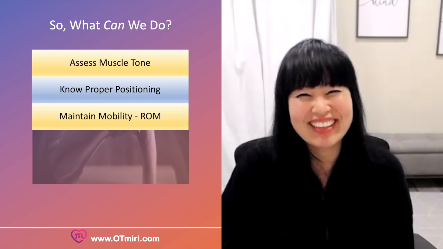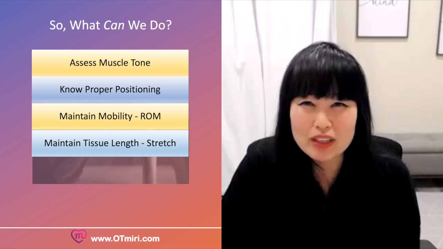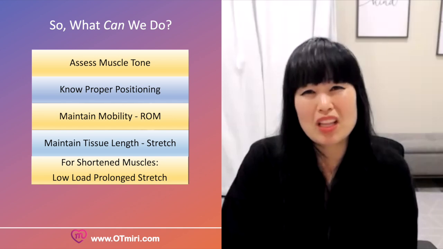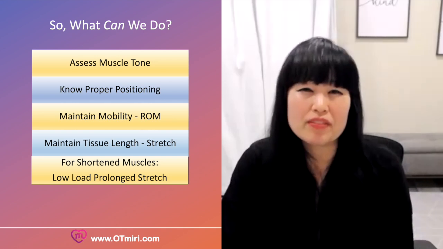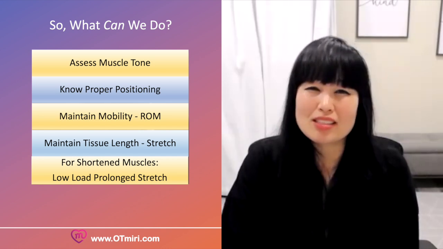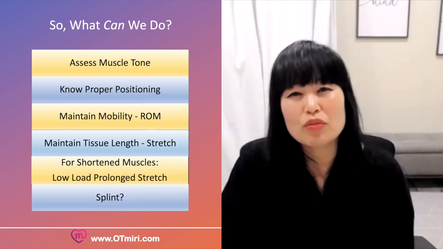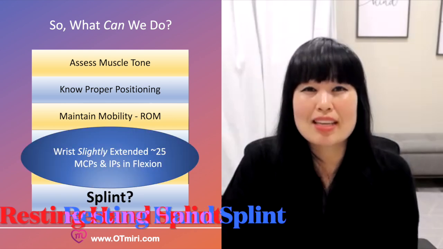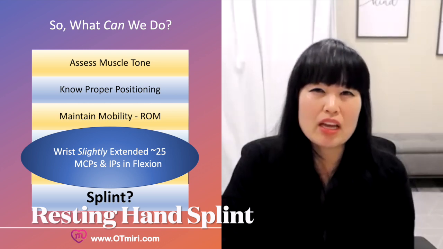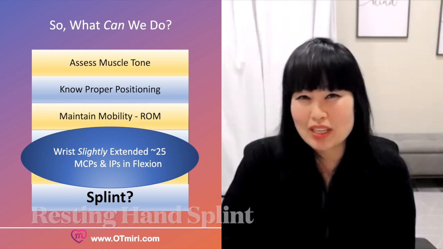Okay, final point. We must try our very best to maintain tissue length. For muscles that are already shortened, we can use the low load prolonged stretch. The concept behind this is that you're applying low load or stretch for a long period of time at the end of the joint's current range of motion. So the patient feels a slight stress, but they can still tolerate it. And splints could also be considered to protect the tissue from shortening or overstretching. An example might be a resting hand splint. But similar to the sling, this is somewhat controversial too. And as therapists, we always have to consider different factors and weigh the pros and cons of using a splint.